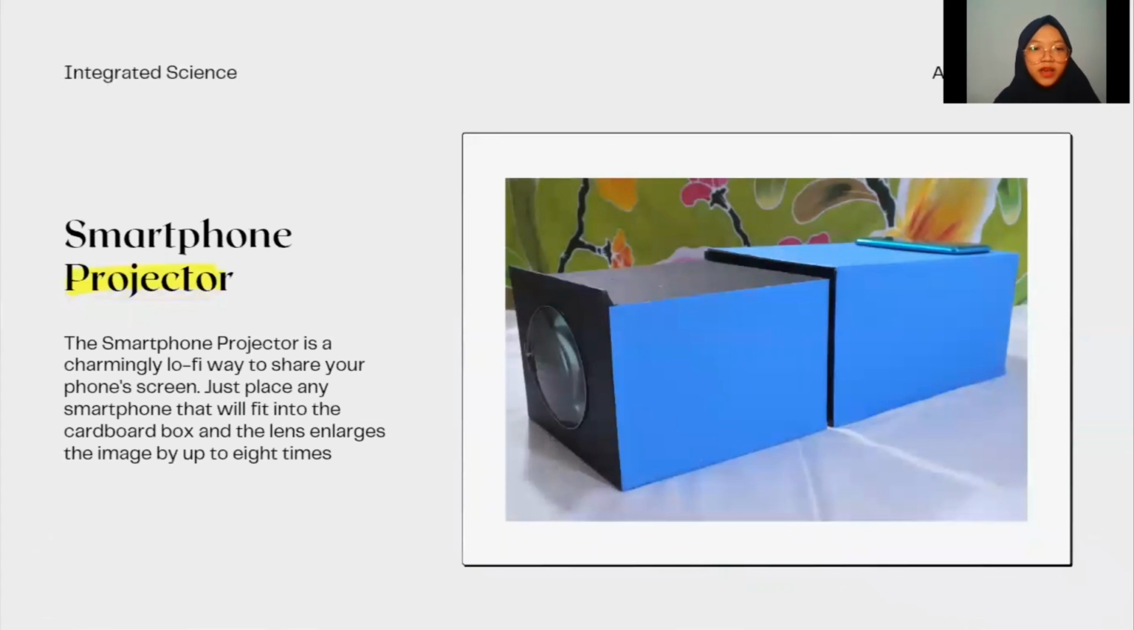And here is our project. It's called the Smartphone Projector. The smartphone projector is a charmingly lo-fi way to share your phone screen. Just place any smartphone that will fit into the cardboard box, and the lens enlarges the image by up to 8 times. And here we use a magnifying glass.